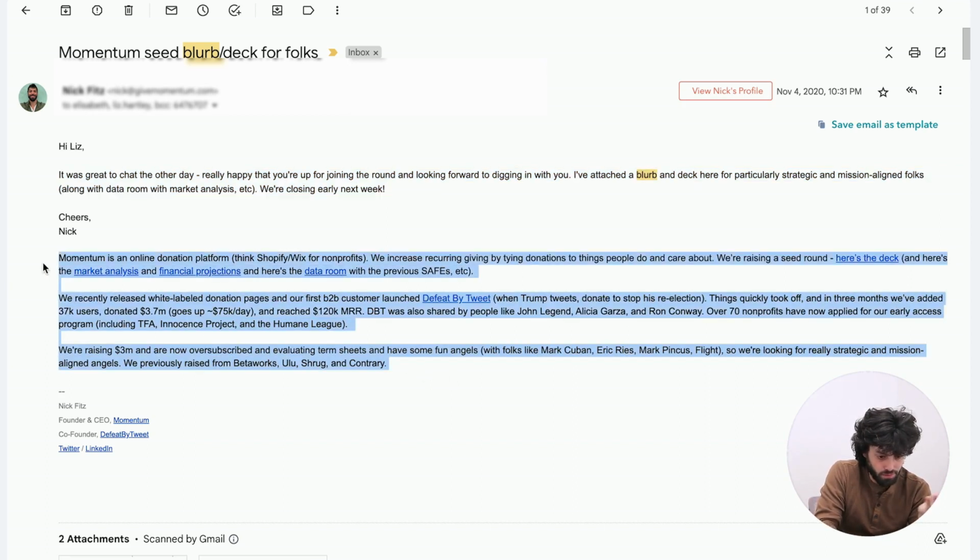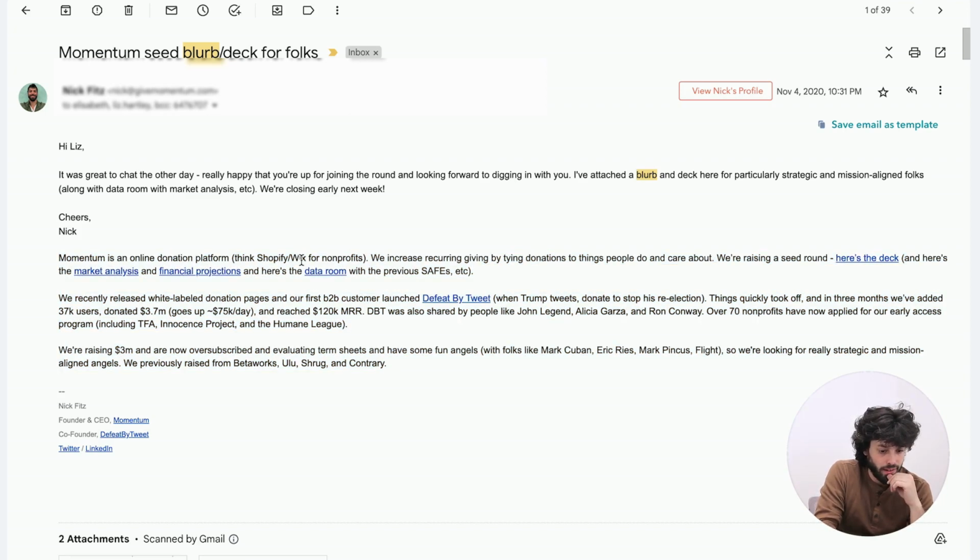And so you get this one to two sentences on it, right? We're a donation platform. You get the sort of analogy that everybody uses. Of course, this is the previous thing we were building. You get another sentence about it, and then you get what we're doing here. Like, we're raising a seed round right away. Here's the deck. And then I included, again, the market analysis and financial projections. And then here a link to the data room, though we don't usually.